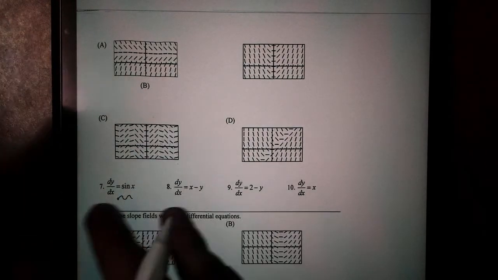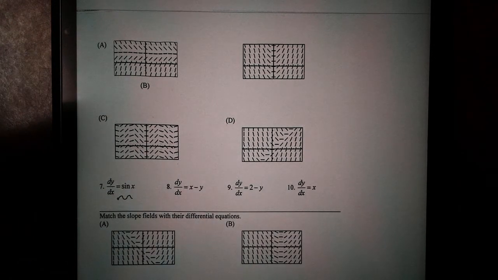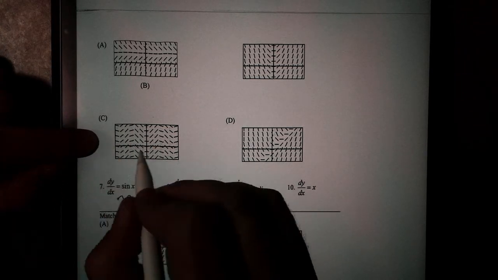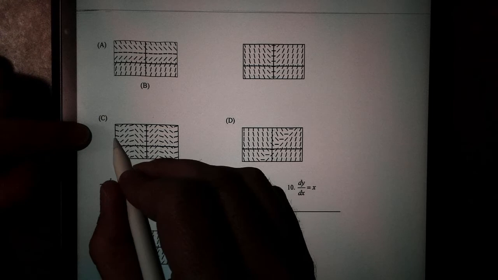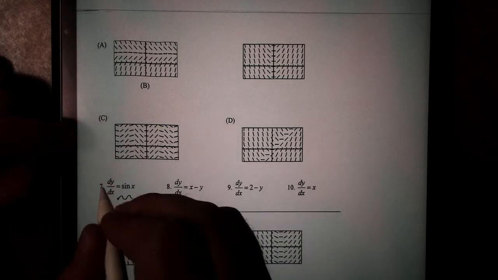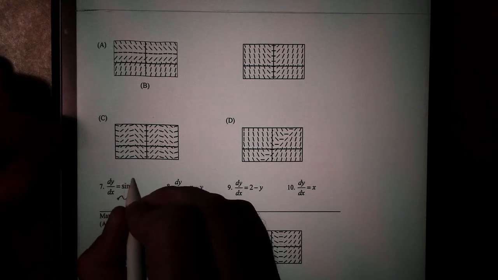It could look wavy gravy like a cosine function, right? Or a sine function, a trig function. And of course, the only one that kind of matches that is C. Take a look here. It goes down, up, down, up, down, up. Yeah, so this is going to be C.